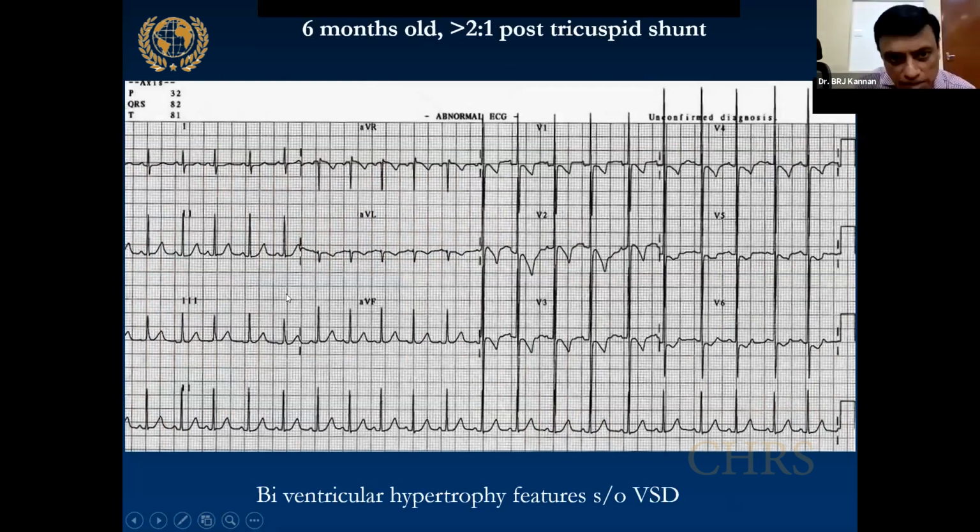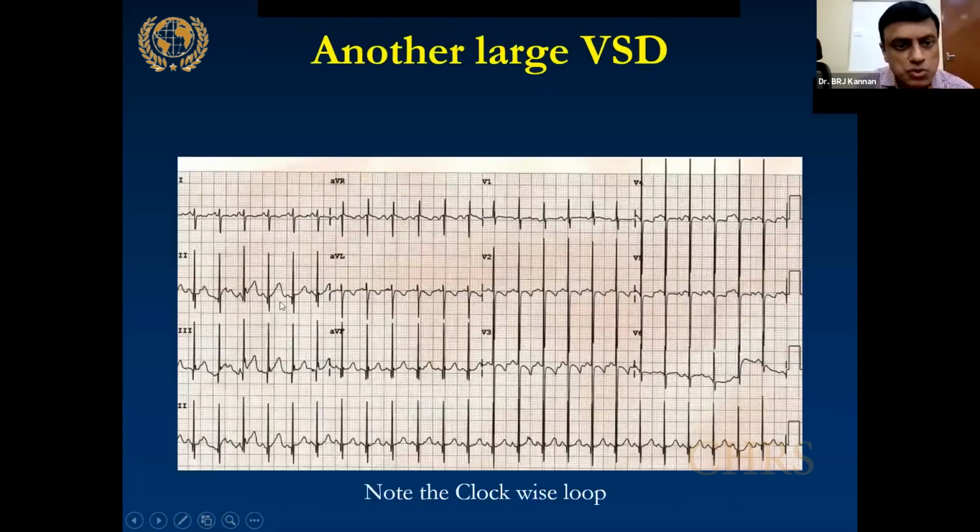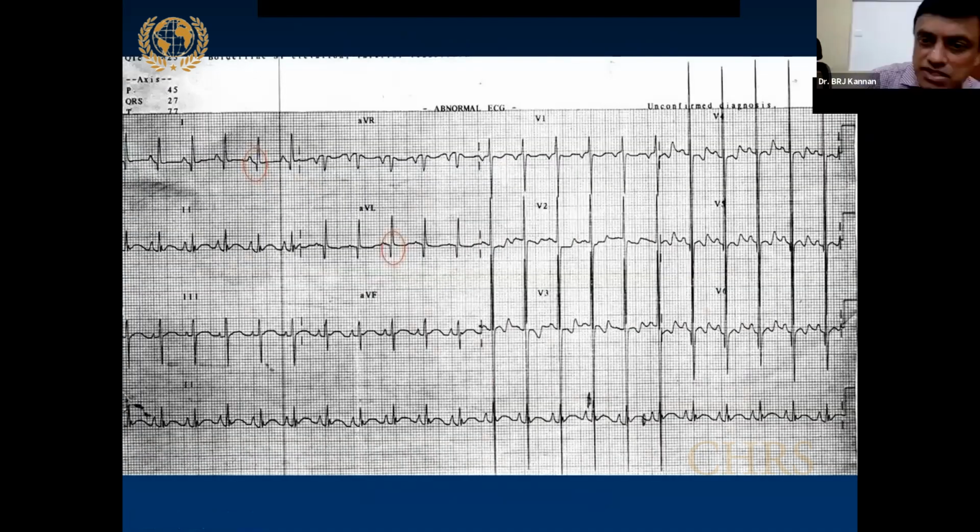See here, come back again here. There is right axis deviation. See the Qs in 2, 3, aVF. They all will have the usual clockwise loop. Okay. Now, the same biventricular hypertrophy features, but see there is a Q in 1 and aVF, counterclockwise loop. So, as I told earlier, either we are dealing with an inlet VSD here, or whatever may be the VSD, that's going to have a significant inlet extension. Okay. So, that's the interpretation of this ECG.